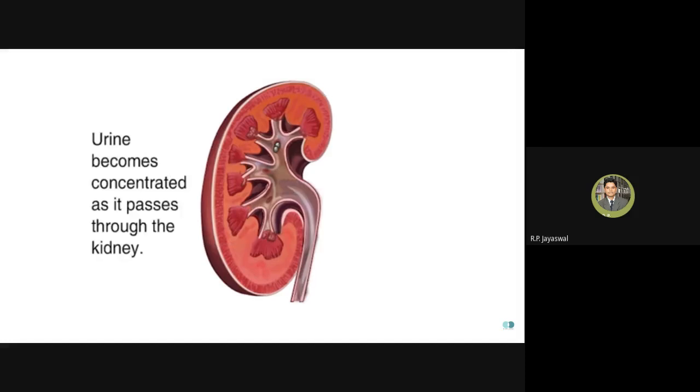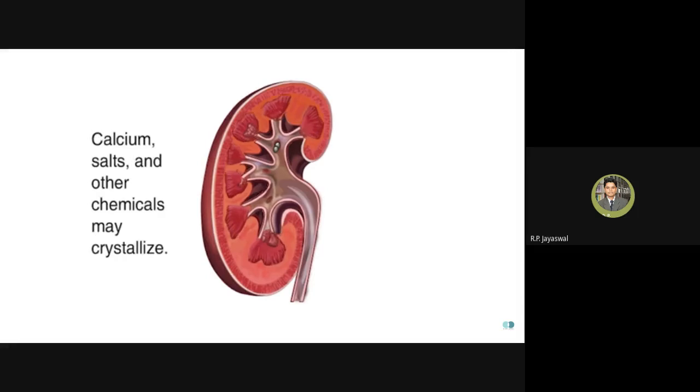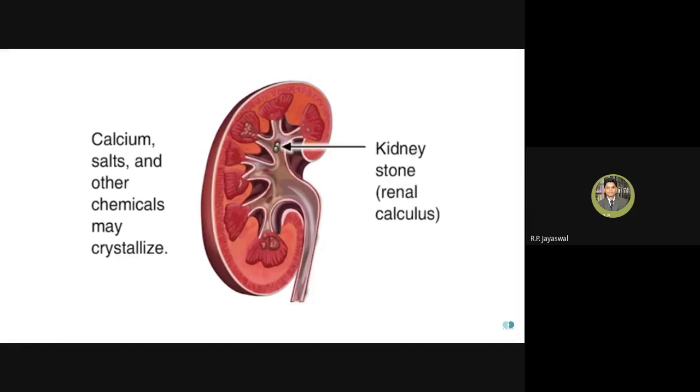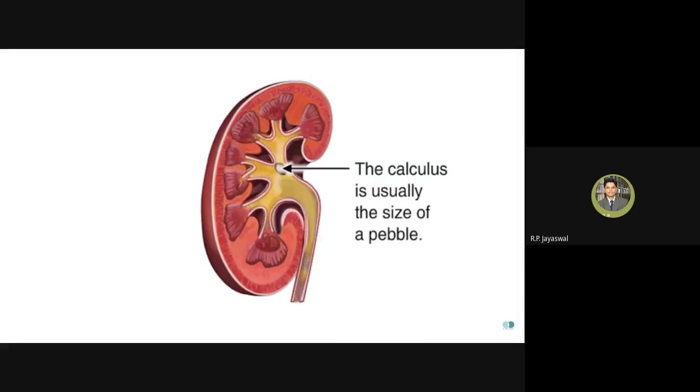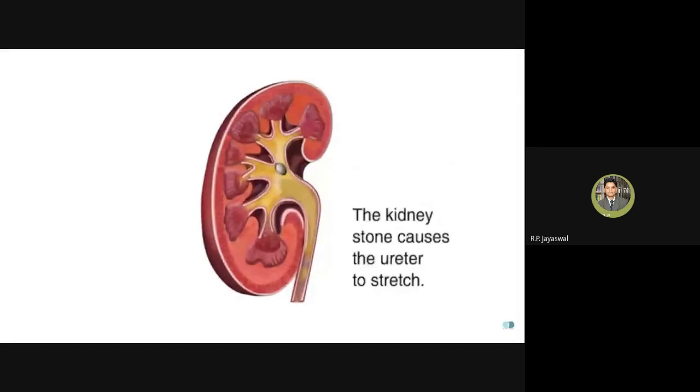As urine passes through the kidneys, it can become very concentrated. When the urine becomes too concentrated, calcium, uric acid salts, and other chemicals dissolved in the urine can crystallize, forming a kidney stone or renal calculus. Usually, the calculus is the size of a small pebble. But ureters are very sensitive to being stretched, and when stones form and distend it, the stretching can be very painful. Often, people may not know they have kidney stones until they feel the painful symptoms resulting from a stone being stuck anywhere along the urinary tract.